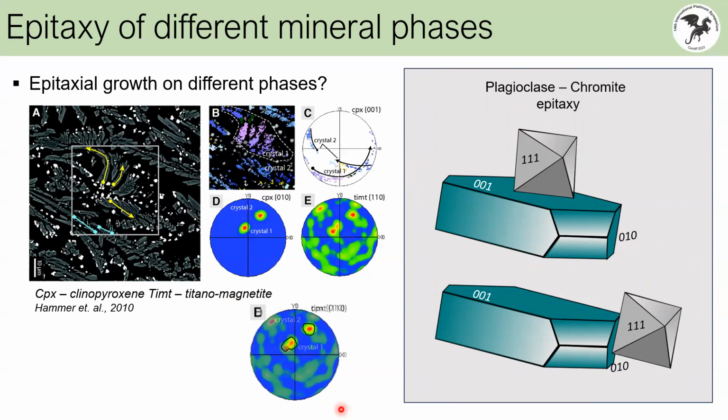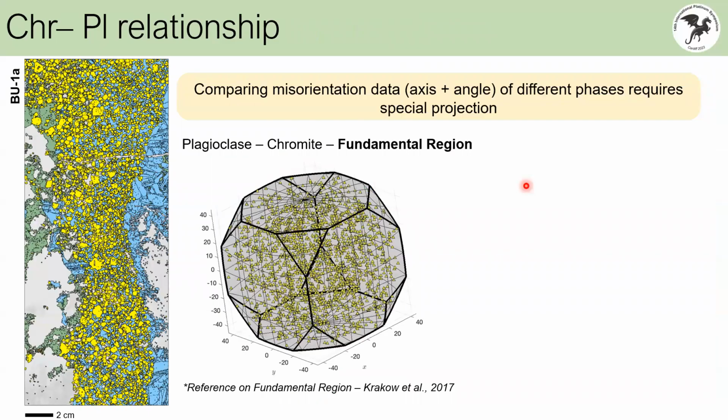I here just put in what I am expecting. So what I was looking for was such a relationship between chromite and plagioclase. It's a very difficult thing to compare axes in a quantitative way for different phases, and I'm not going to explain the crystallography behind it. You can look at Krakow et al. 2017. This is random data of chromite-plagioclase axes and angles from this sample. There is zero clustering in a random subset from the sample.